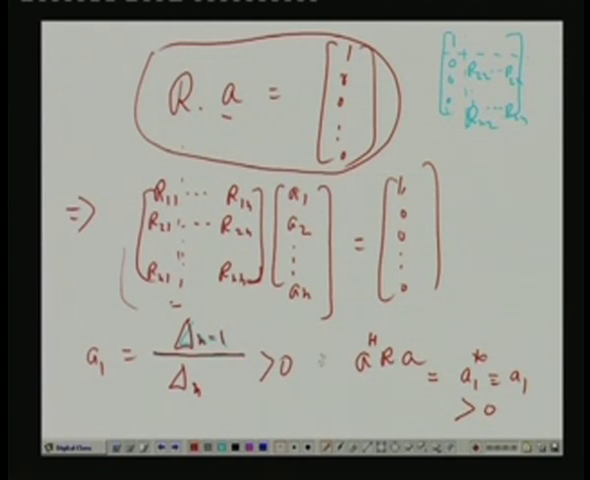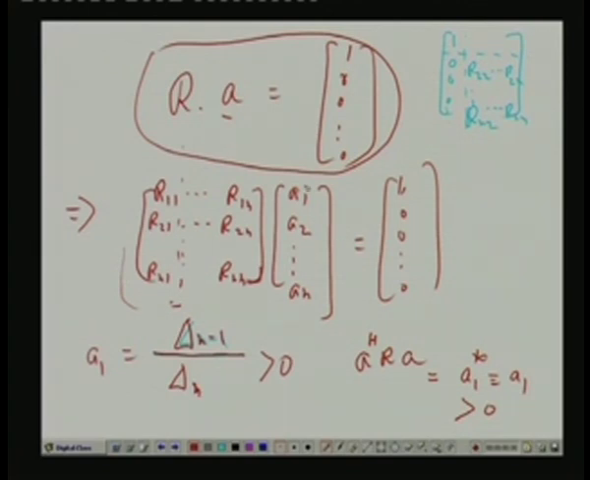By the way, I forgot one thing. When I said A Hermitian R A greater than 0, I must ensure that A is a non-zero vector. But obviously, if I am solving an equation like this, A cannot be a 0 vector, because the moment A is a 0 vector, R times a 0 vector has to be an all 0 vector. It cannot be 1 and then zeros.